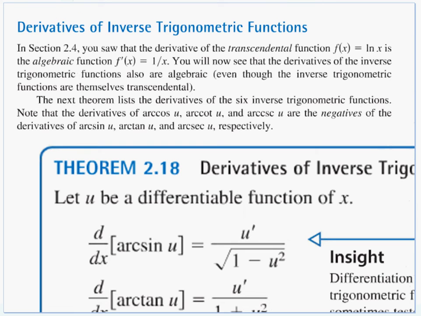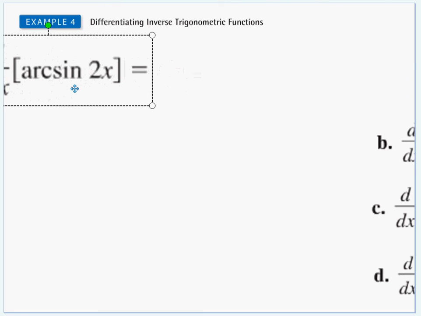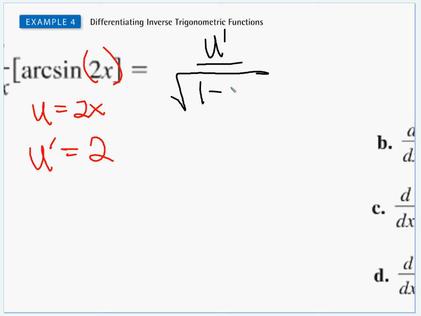So let's try these out. All right. So here, first one, we are going to derive arc sine of 2x. So if I put a set of parentheses around that, our u is what's in the parenthesis, 2x. Our u prime, the derivative of 2x, is 2. So now we're just going to put these in the formula. Since the formula is new to us, I'm going to copy it here. That's going to be u prime over radical 1 minus u squared. So that u prime 2, we're just going to put that in the numerator.